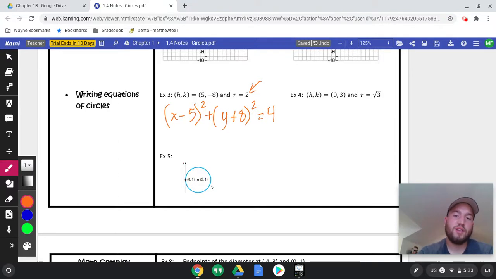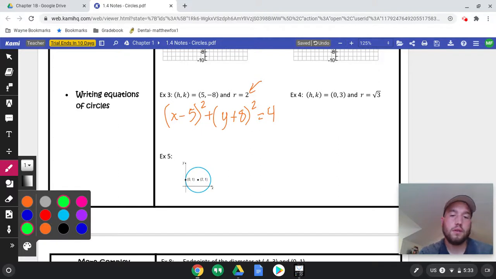Okay, so take a moment and try example 4 here. All right, since our x value is 0, we don't have to put anything with that. It's just x squared plus y minus 3, and we'll square that, equals, now be careful here, the square root of 3 squared. If we square that, those two cancel out, and we're left with just 3.